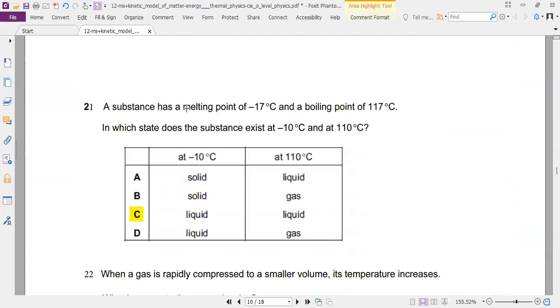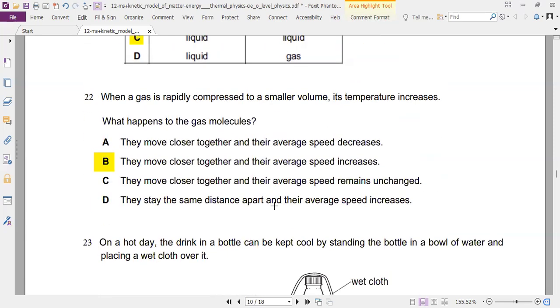Question number 21. If you have a melting point of -17, -10 is greater than -17. So the substance will be a liquid. And at 110, it will still be a liquid because it boils at 117. Question 22.